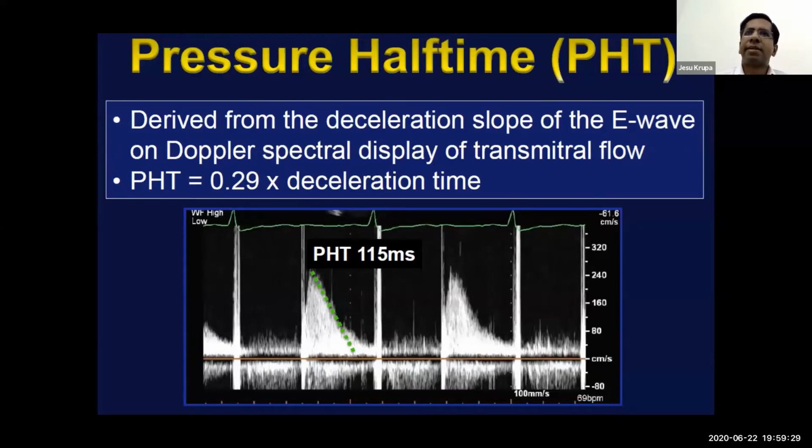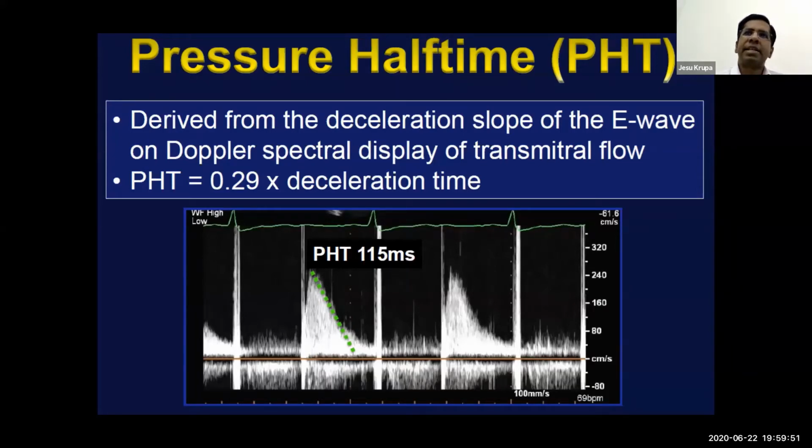Now, this is extremely important, and I would like to show you the importance of this through certain examples today. As I had illustrated last time also, the acceleration time for the aortic valve is extremely important. Likewise, for the mitral valve, it is the pressure half time which is extremely important.